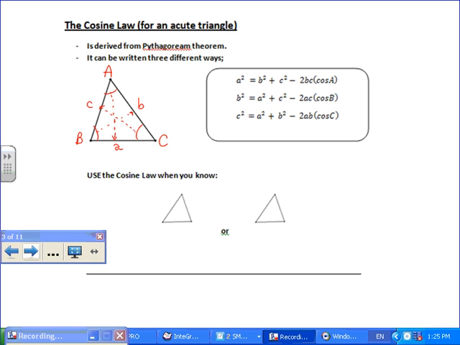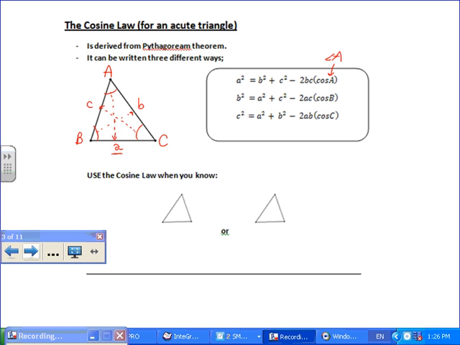So there's an acute triangle, and cosine law tells me this. If I was solving for side length A, A squared is equal to the other two side lengths squared and added together, subtract 2 times side length B times side length C times the cos of angle A. Remember, when we're looking at sine law and cosine law, capital letters represent angles. So this is angle A.